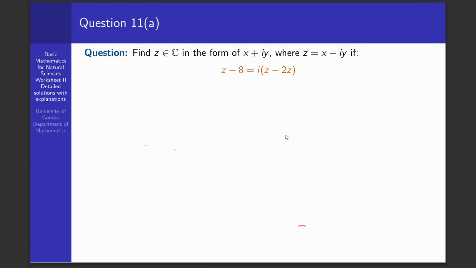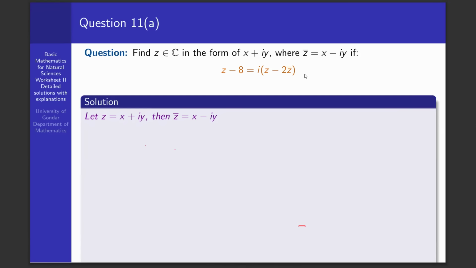The next one is question number 11. Again, it is solving, that is, find the complex number in the form of x plus iy, where z bar is equal to x minus iy, if z minus 8 is equal to i into z minus twice of z bar. Then in order to have a solution for this one, let z is equal to x plus iy, so that its complex conjugate would be x minus iy.